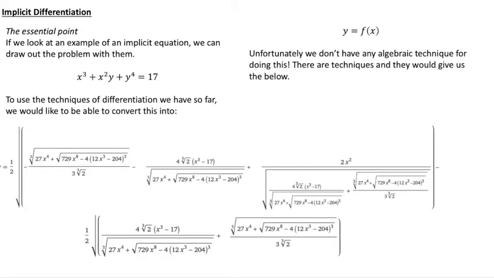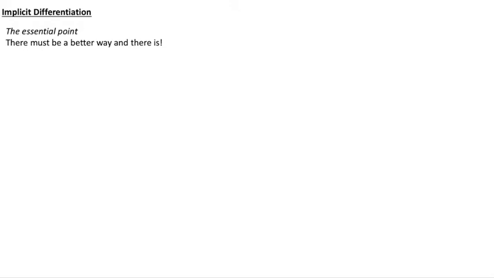Now, that is insanely complicated, and you're welcome to have a go, but I do ask the question, does anybody fancy having a go at differentiating this using the rules that we have? We can see that we've got powers of a half, so those are the square roots. We've got cube roots, we know how to differentiate them. We've got products and we've got quotients, and we know how to differentiate them. So theoretically we could differentiate this, but do we want to? So there must be a better way, and thankfully there is.